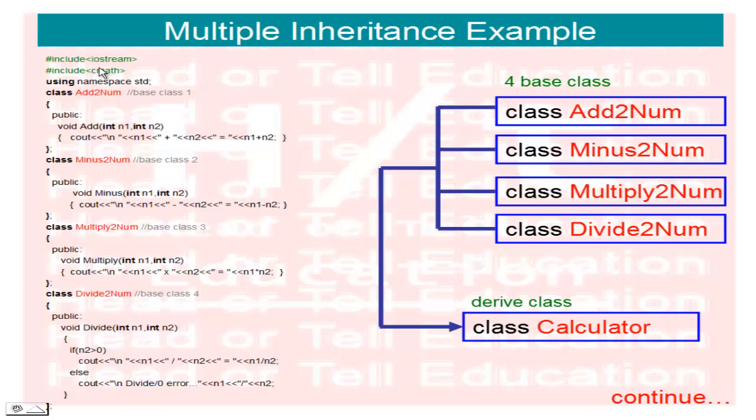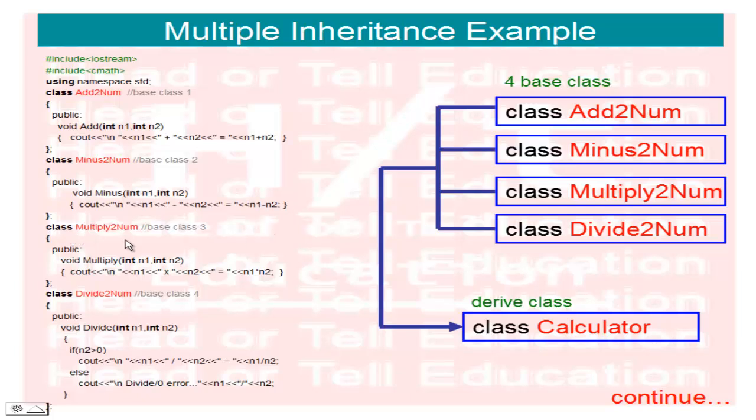Using the header files on top, then using the namespace, now create the class. Now publicly I have created one function, add, passing two parameters n1 and n2 of type int, and I just print the message n1 plus n2 equals whatever result we have. Same like the minus class, passing the parameters n1 and n2, the function name this time is minus, and cout the result.